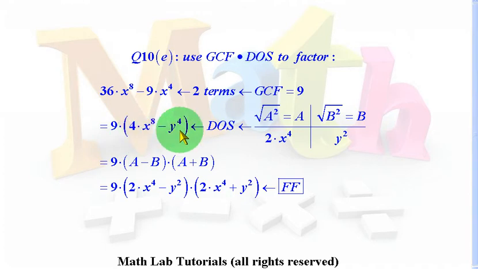Now, if you look inside, that's the GCF, so you're not going to touch that. The inside of the brackets is, in fact, a DOS. It's a difference of two perfect squares. This is like the a squared term, and that's the b squared term.